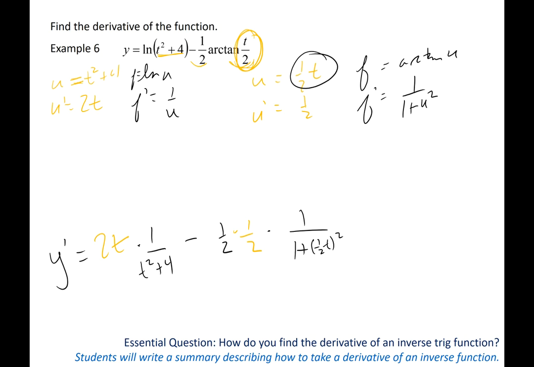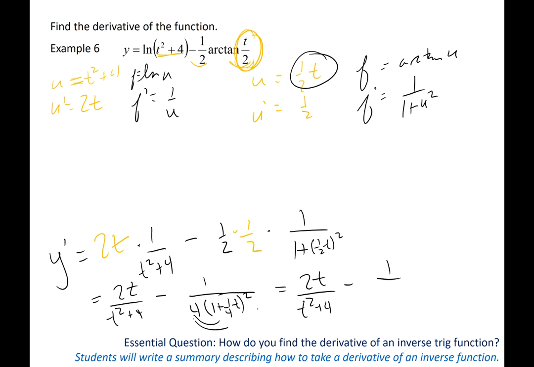All right, I'm going to choose to go ahead and clean this up just a little bit because you might see it in multiple choice. So 2t over t squared plus 4 minus 1/2 times 1/2 would be 1/4 times 1 plus, and if I square that, I get 1/4 t squared. The only other thing that they could do with this is distribute this in. So it could look like this: 2t over t squared plus 4 minus 1/4 times 1 is 4. 4 times 1/4 is 1, t. We're squaring that whole thing.